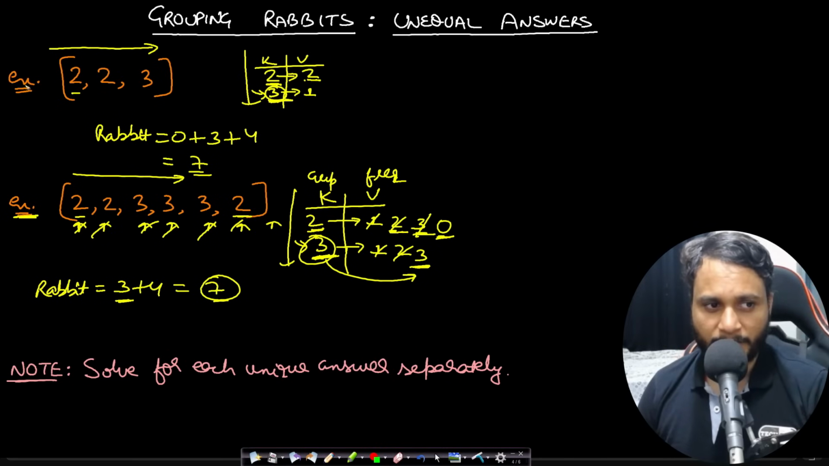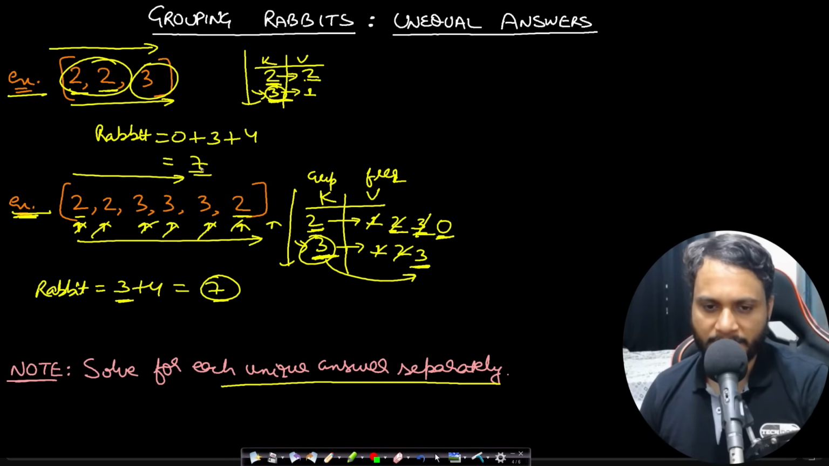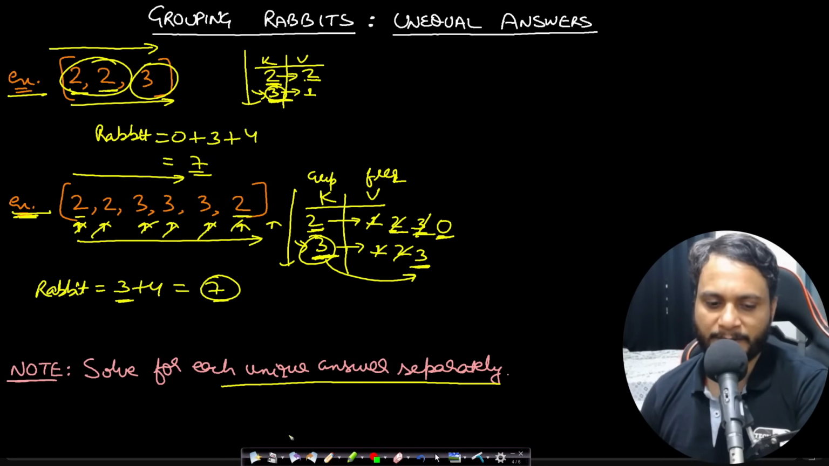So you can see that both the examples have the same answer. Basically, I am revealing more rabbits here. And I had revealed fewer rabbits in the first example. So we need to solve for each of the unique answers separately. That means each of the unique answers, in the sense 2 is a unique answer and 3 is a unique answer. All the unique elements have to be answered separately, and that we are doing using a hash map.